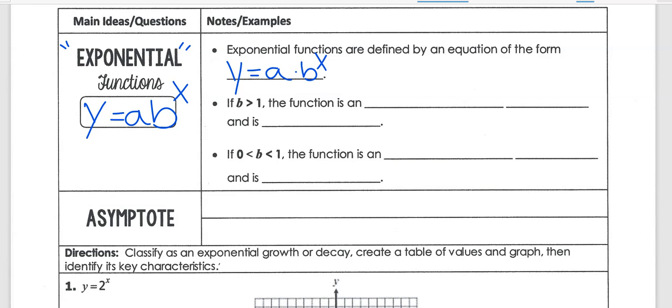Sometimes a will be a number bigger than 1, sometimes it won't be there at all, and you'll just have b to the x. So you might see it in either form. This is the most popular form where you have some number to the x, but sometimes there's a number in front that we call a. Now, there are a couple of things that are going to happen. First of all, if the number that has the exponent x, b, is greater than 1, the function is what we call an example of exponential growth.